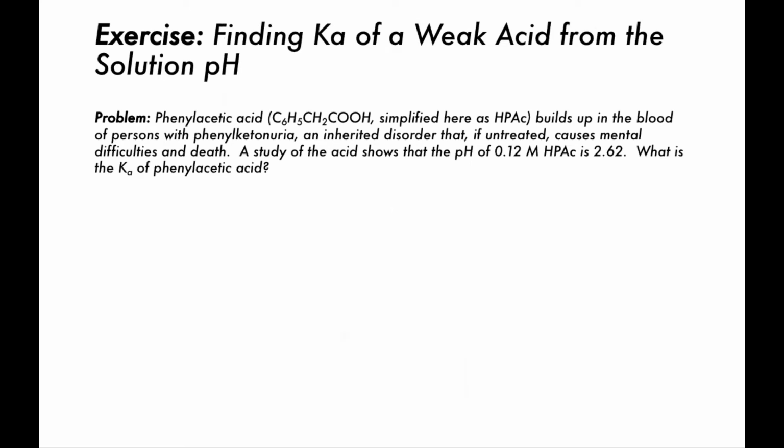So here is an example of how to find Ka of a weak acid from the solution pH. Phenylacetic acid, the formula is given there, can be simplified as HPAC. This builds up in the blood of persons with phenylketonuria, an inherited disorder that, if untreated, causes mental difficulties and death. A study of the acid shows that the pH of 0.12 molar HPAC is 2.62. And so we're asked, what is the Ka of phenylacetic acid?